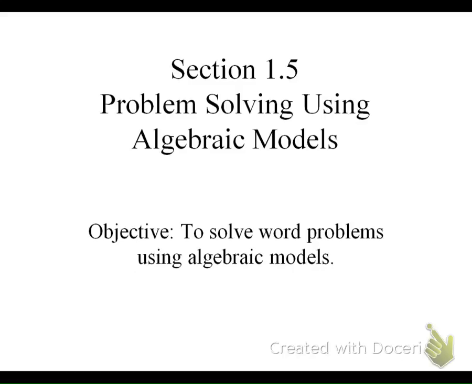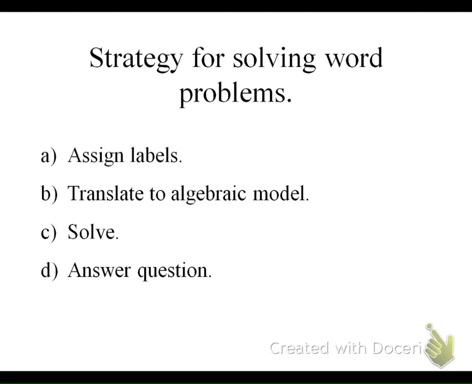But it's all about problem solving using algebraic models. That's kind of a fancy way to say word problems. So some people look at word problems and they can just naturally sense how to do it. Some people can't. So if you're one of the people that can't, these 4 steps should help you solve any word problem. The first thing you want to do is assign labels.